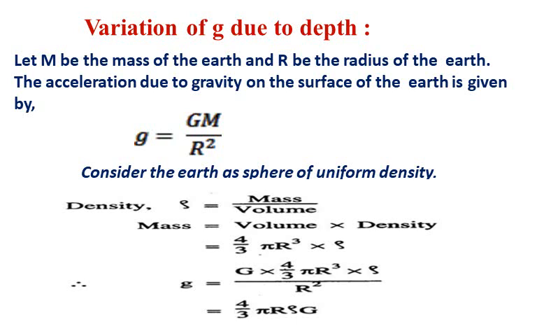So by putting this value of mass in the density formula, you will get the value of density, and from here you can calculate the value of mass. Now put this value of mass in the acceleration due to gravity formula. Small g is equal to G into 4 by 3 pi R cube into rho upon R squared, and on solving it, you will get 4 by 3 pi R rho G.